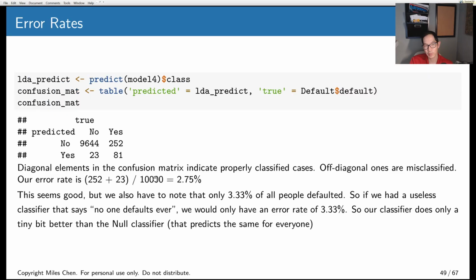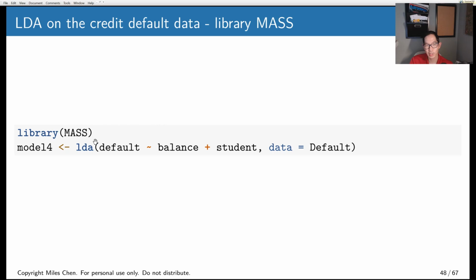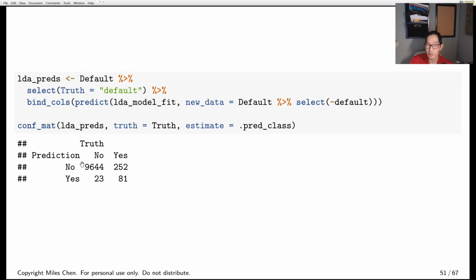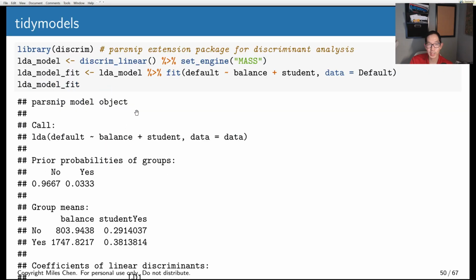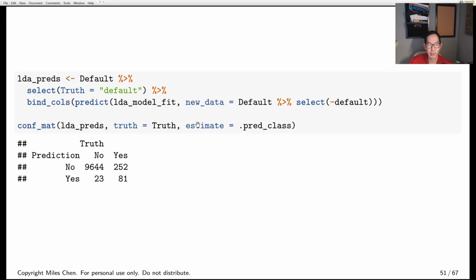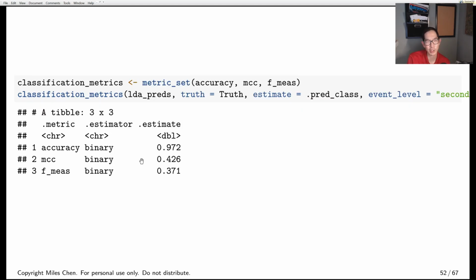Same exact results. If I scroll back a few slides to the results for mass, of course it's the same, because there we used library mass, and here in tidy models we specified set engine mass. So underlying everything, R is doing the same calculations. But this is all in tidy models format, which we like, because it allows us to run a whole bunch of metrics and other things in a simple and clean way.